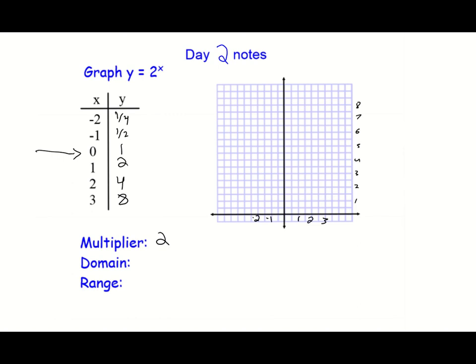So -2 is at a 1/4. It's pretty low. It's not even at a half, it's a 1/4. And then -1, you're at a half. It'll be right there. 0 is at 1. And then just continue on. So 1, 2, 2, 4. And then 3, 8.